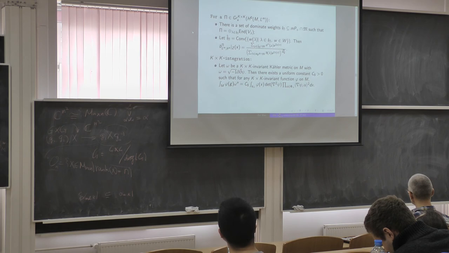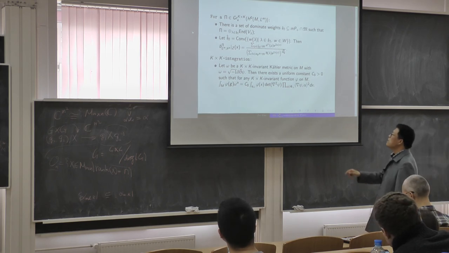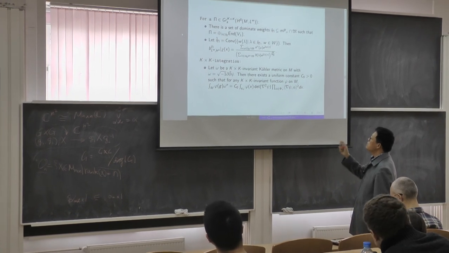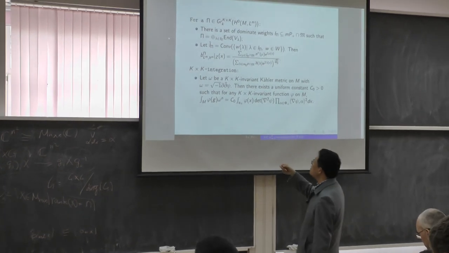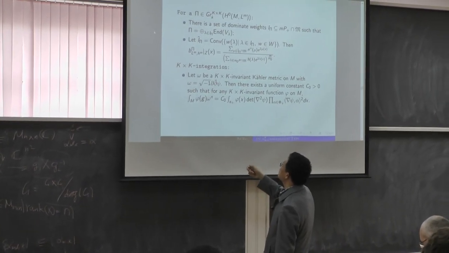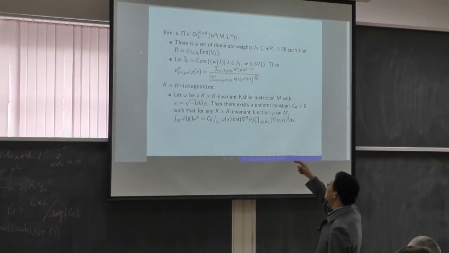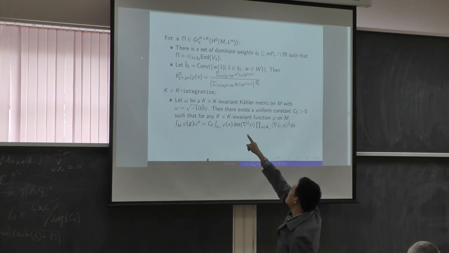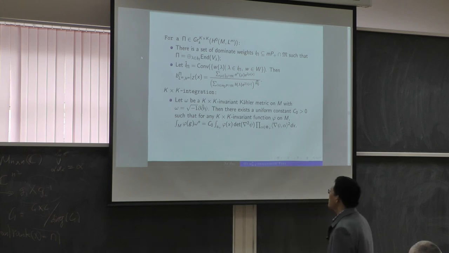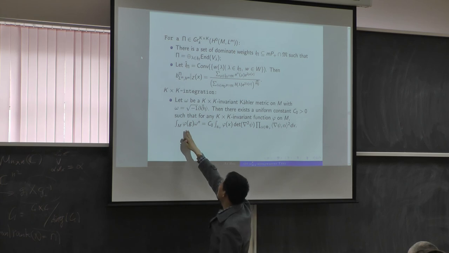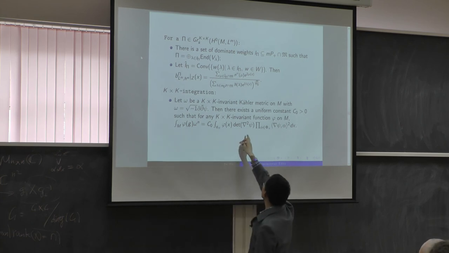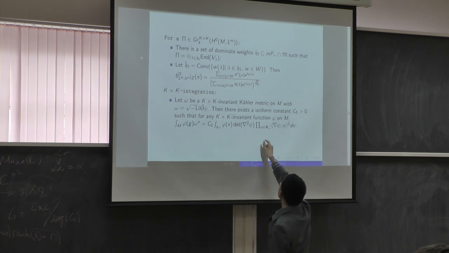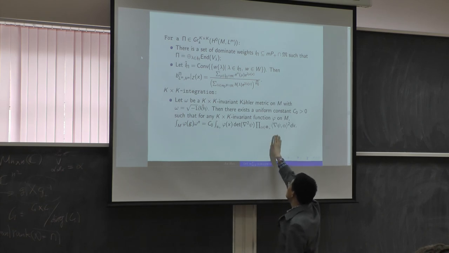Then for a subspace, you do the same thing. Because it is K times K invariant, hence it must be a direct sum of the irreducible representations appeared before. And we have the corresponding Bergman kernel. And we take the indices lambda appearing in the direct sum of pi and take a convex hull. And we will use a K times K integration formula. That is, if a function phi here is K times K invariant, then it can be reduced to an integration on the toric submanifold with this weight factor.